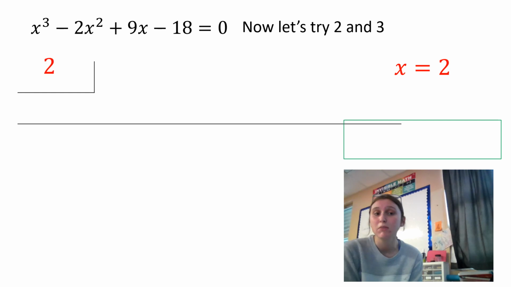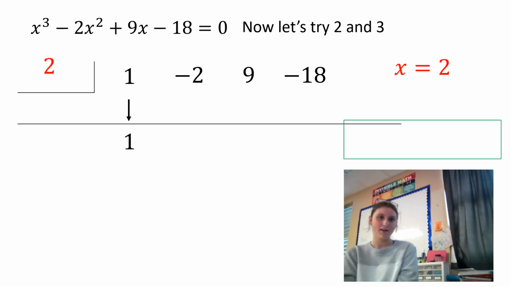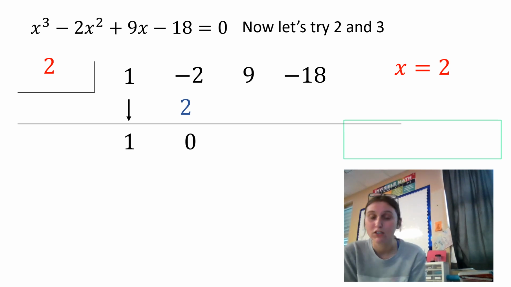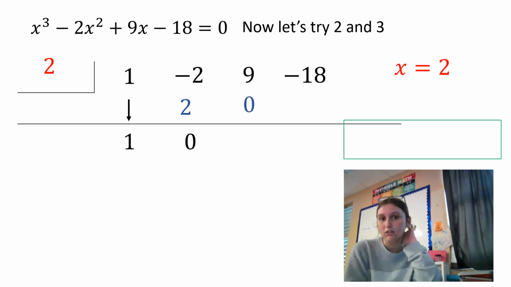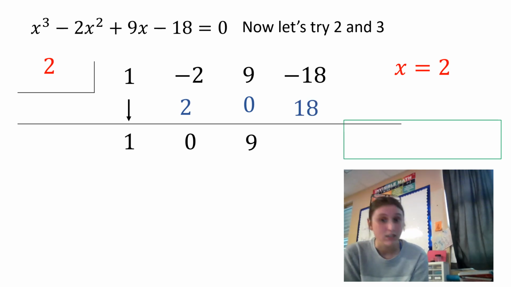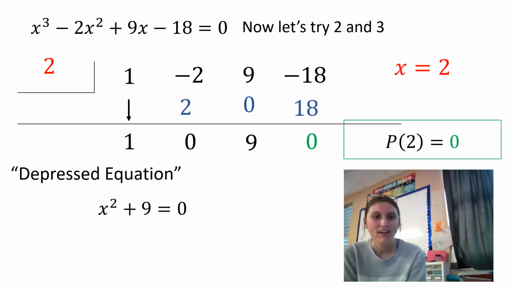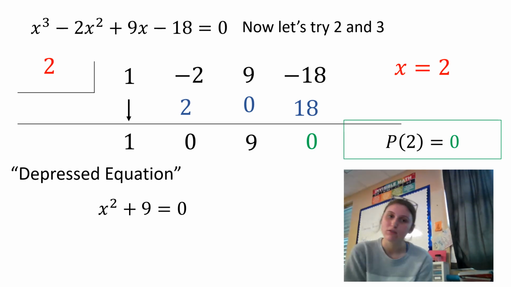So you put the 2 in the box. You lay out your other numbers. This is actually kind of fun. And then bring down the 1. 1 times 2 is 2, which is 0. And then 0 again, which is 9. Which is 18, which equals 0. This is easy. X squared plus 9 equals 0.